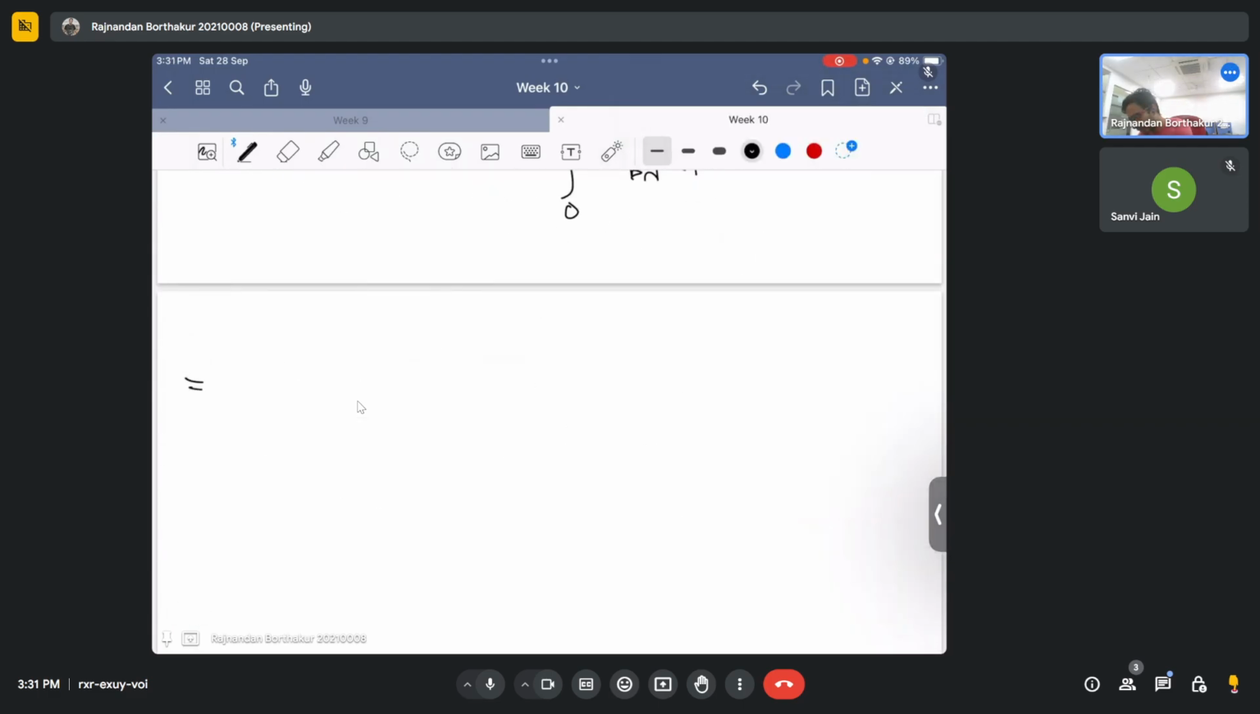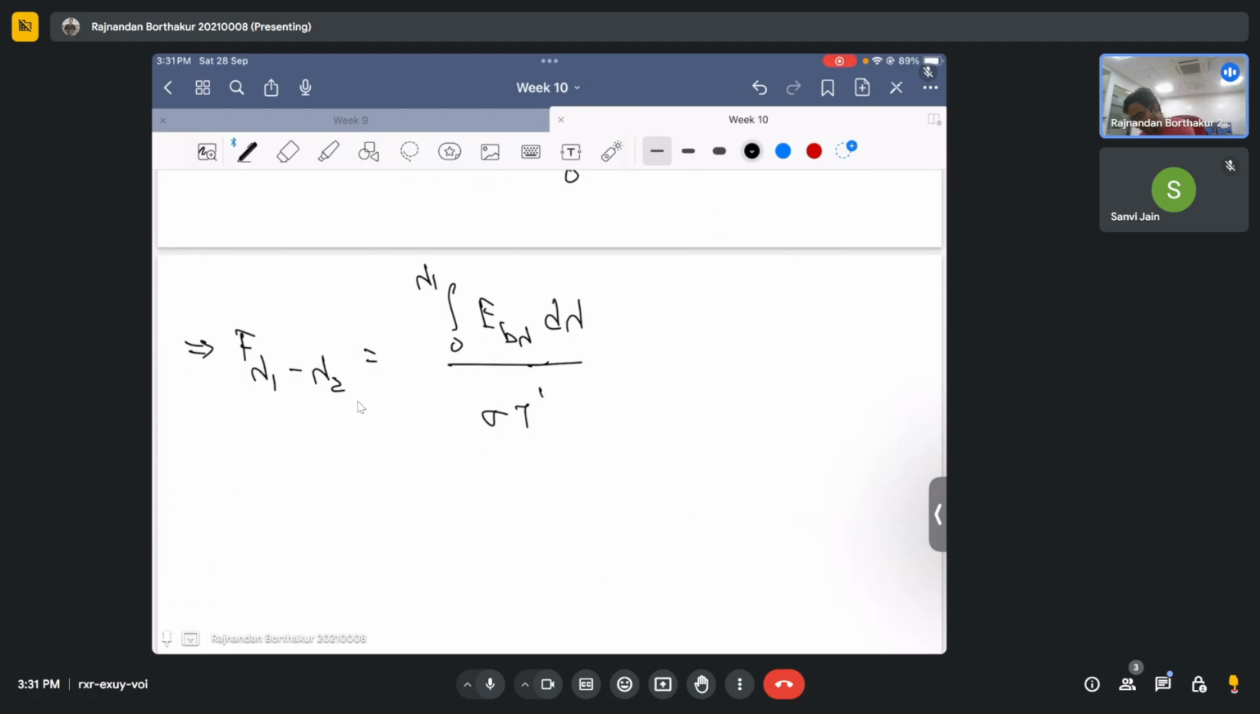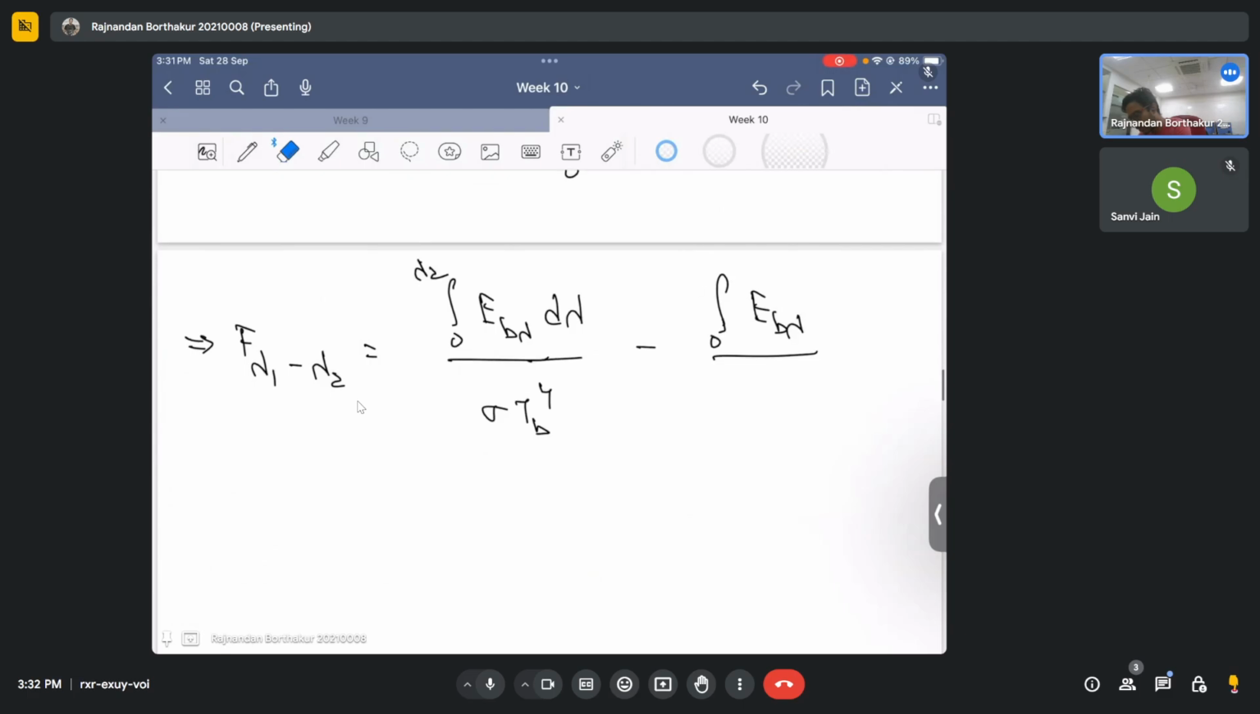So this basically simplifies to F lambda 1 to lambda 2, which is nothing but the integral from 0 to lambda 2 of E_b lambda d lambda divided by sigma T raised to the power 4, minus the integral from 0 to lambda 1 of E_b lambda d lambda divided by sigma T raised to the power 4. Sorry, this should be lambda 2 because lambda 2 is higher than lambda 1, and this should be lambda 1.